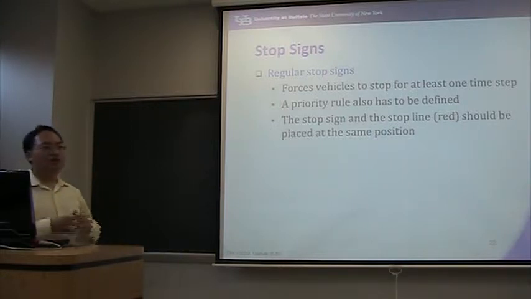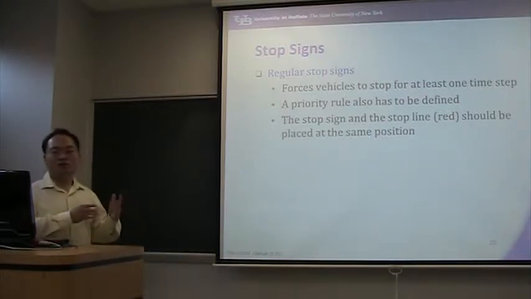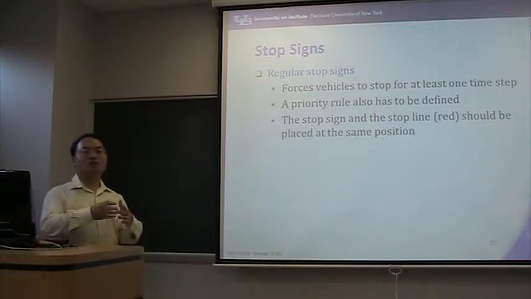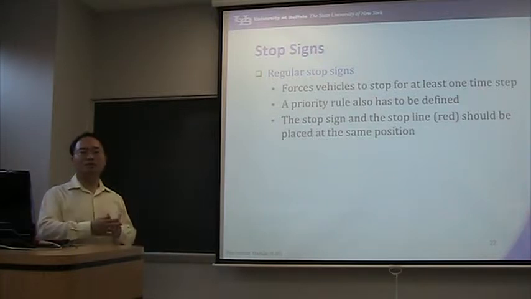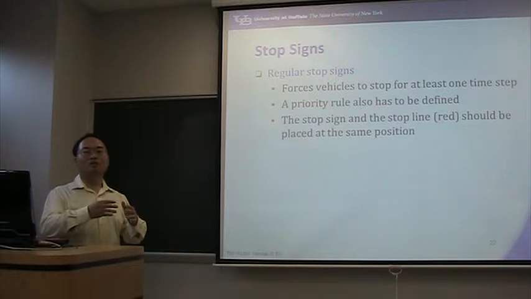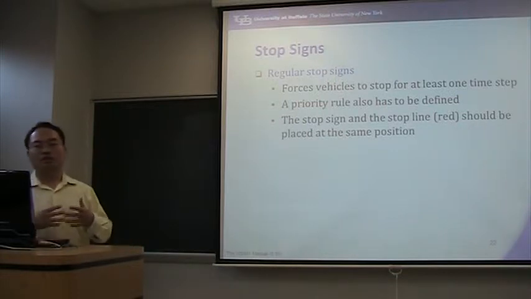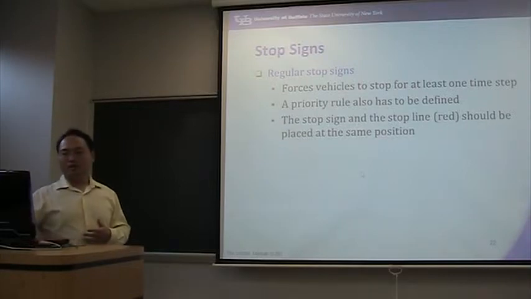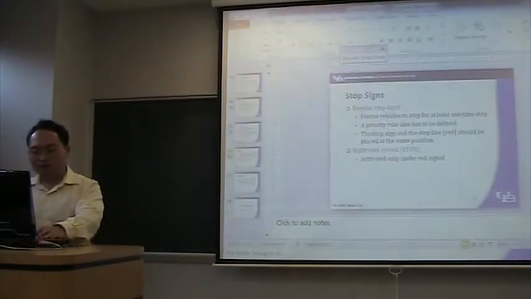But in addition to this, you still have to define the priority rules or conflict areas. So this stop sign just means the vehicle will stop for one time step, but it doesn't guarantee that there will not be any follow-on collision. So both of them should be defined.